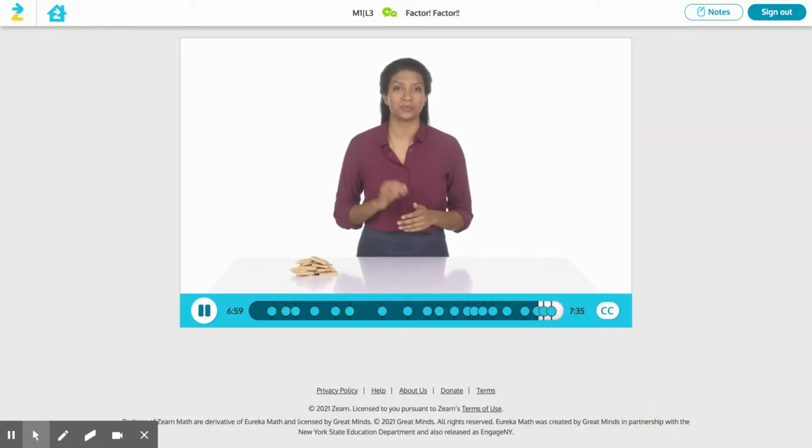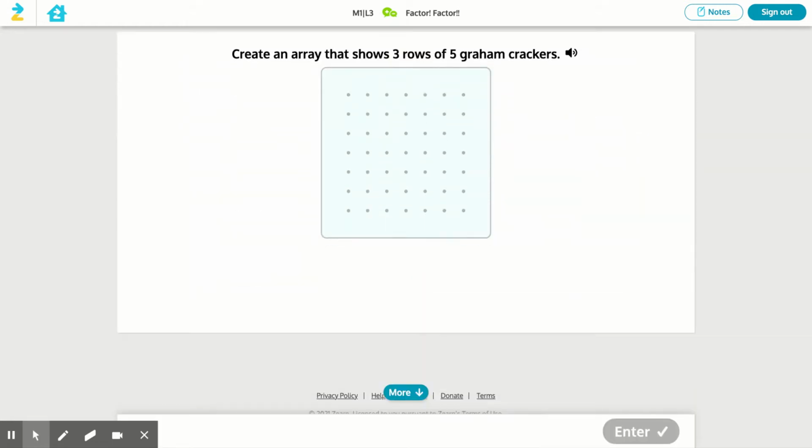Try this next problem on your own. Create an array that shows 3 rows of 5 graham crackers. All right, so I am going to create the array on the screen. Please make sure that you pay attention with us. The first thing that I'm going to do is, I told you I always start with my rows, and it says I need 3 rows. So 1, 2, 3. Those are my 3 rows.